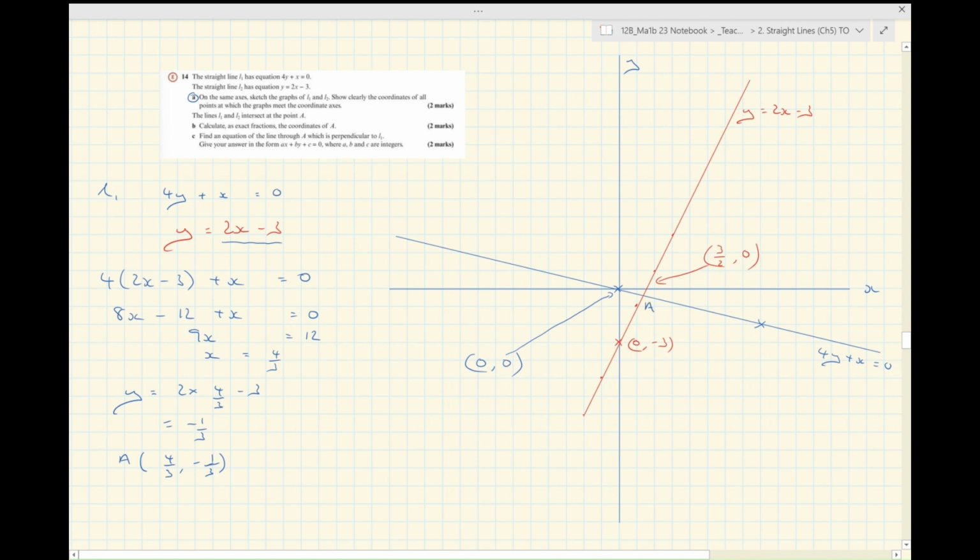Right. Point C. Find an equation of the line going through A. So that's great. I know a point on the line. I know it's going to go through the point A.